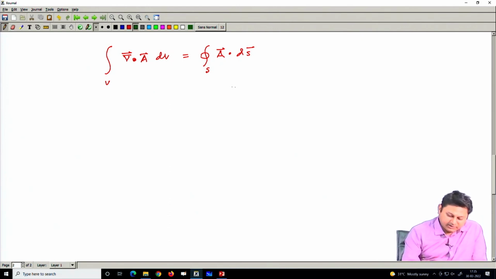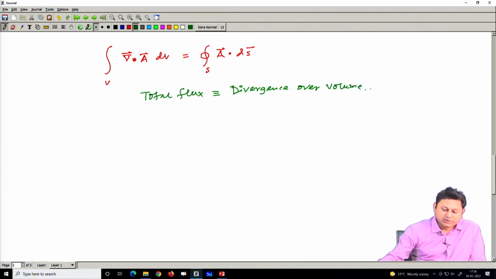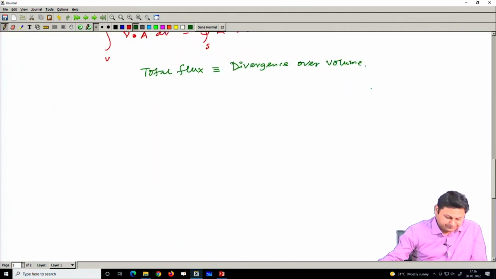Well, what is the physical meaning? The physical meaning is that this is the total flux. So, total flux is the same as divergence over volume. Total flux is divergence over volume.